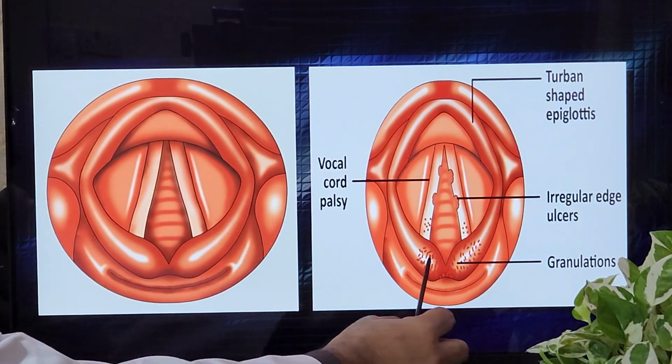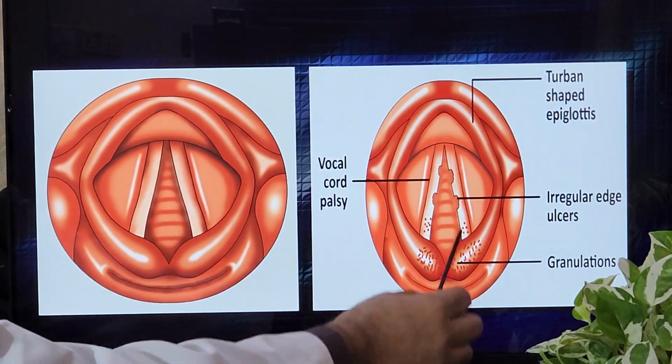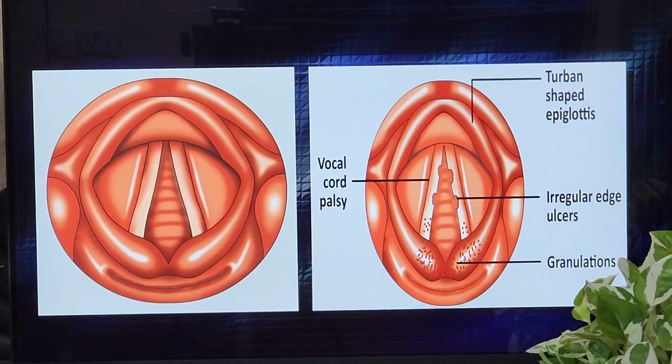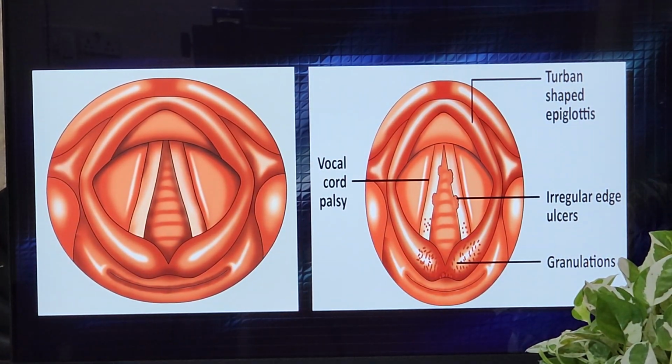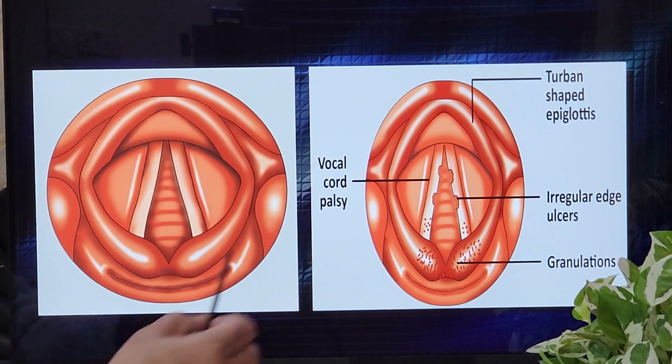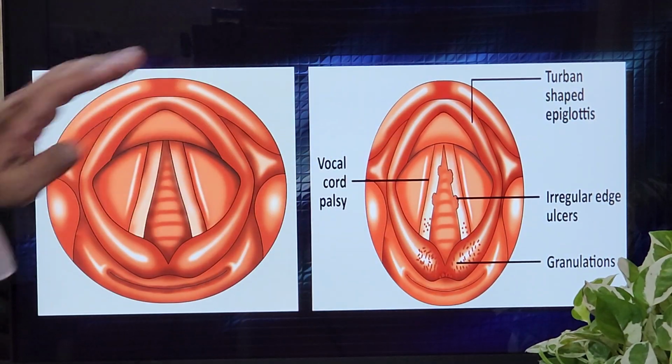You have seen it in the interarytenoid area, and not only in the interarytenoid area, it can be in the vocal cords also. Then as the stage progresses, they may develop ulcers, starting from one vocal cord, and the edges of the ulcers will be irregular in shape, which in medical terms we call mouse-nibbled appearance. And it will progress to the other side also, and the epiglottis will enlarge and have a particular shape. We call it turban-shaped epiglottis. So it starts from posterior to anterior.